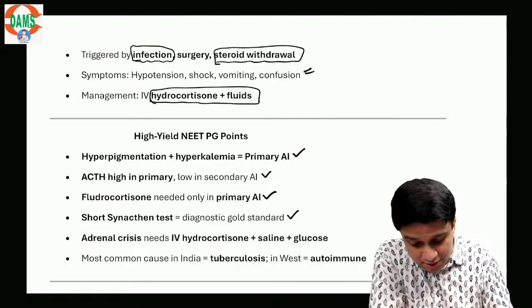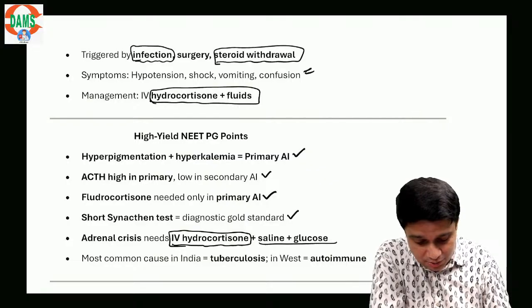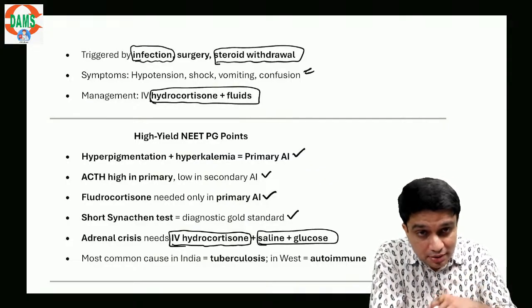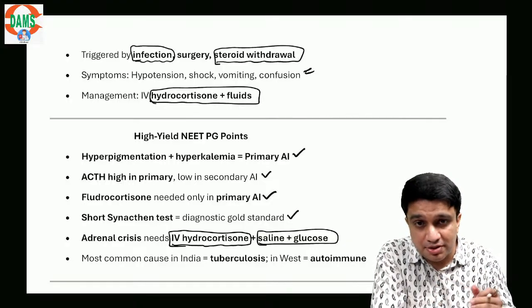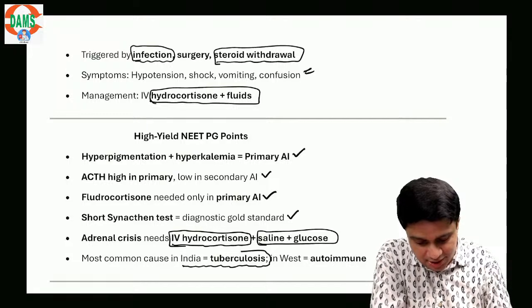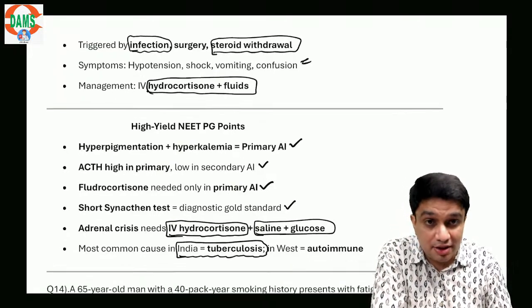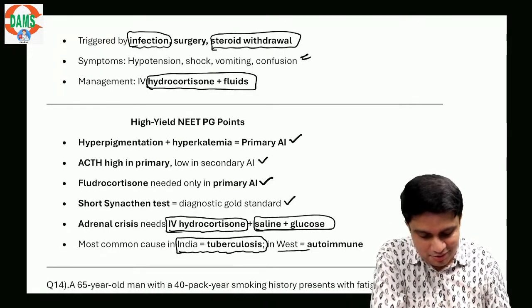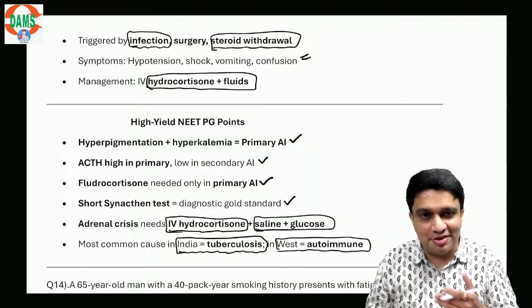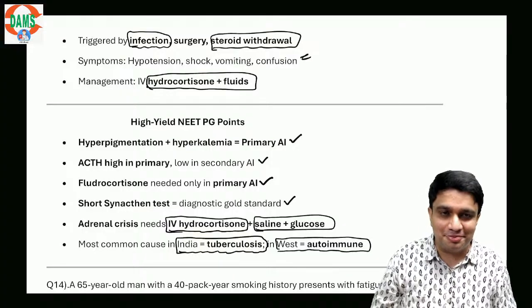For adrenal crisis, what do you give? IV hydrocort with saline and glucose. Glucose is something which will come when their blood glucose is low and persistently low. Most common cause of this trouble in India is TB because India is a developing country. In the West, I hope you know, the West means the Americans, it is autoimmune.